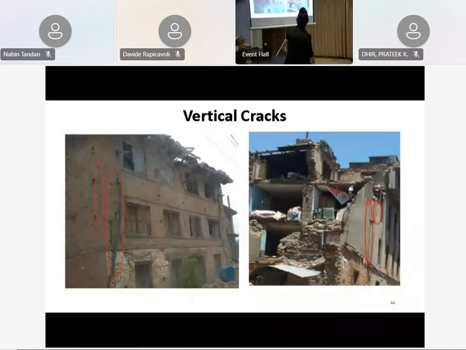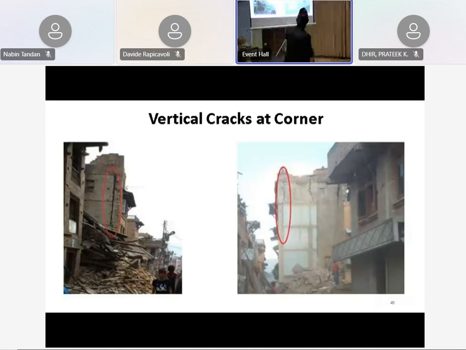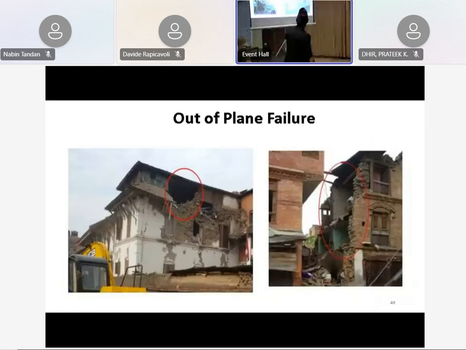Next, please. And here are vertical cracks at the corners. Next, please. And this is out-of-plane failure. We can see the out-of-plane failure there when the wall is not properly connected with the roof, and the transverse walls are not properly connected with the main wall, and we can see this out-of-plane type of failure mostly. Next, please.